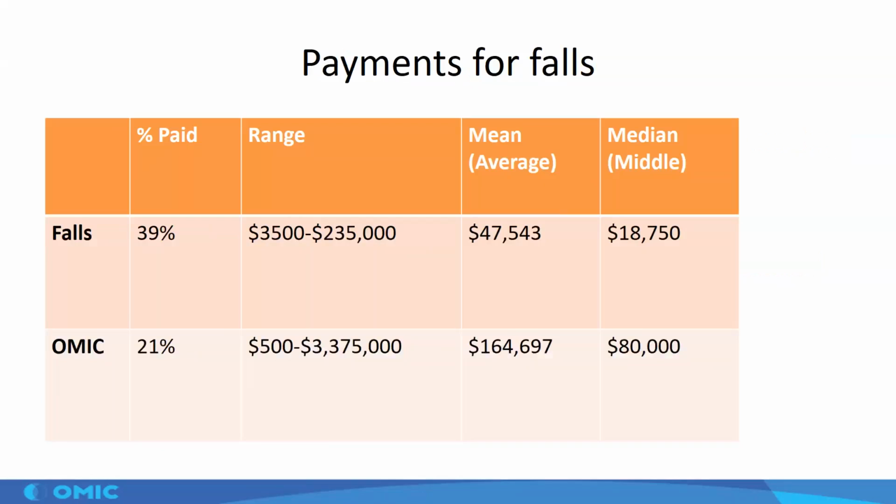So what did we have to pay to settle claims? Lawsuits filed after patients fell needed payments to close in 39% of the cases. This is about twice as often as OMIC's overall claims. You can see, however, the range of payments is significantly lower, as is the average and middle payment.